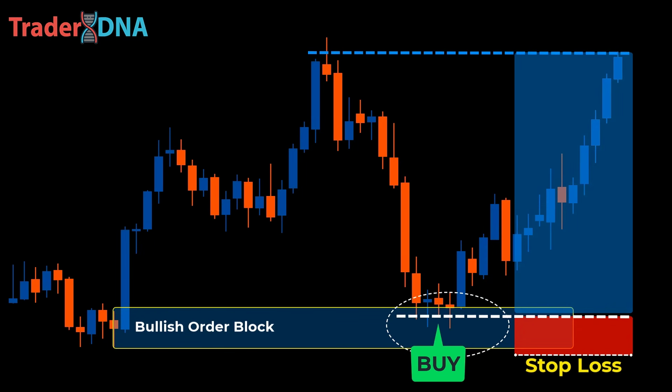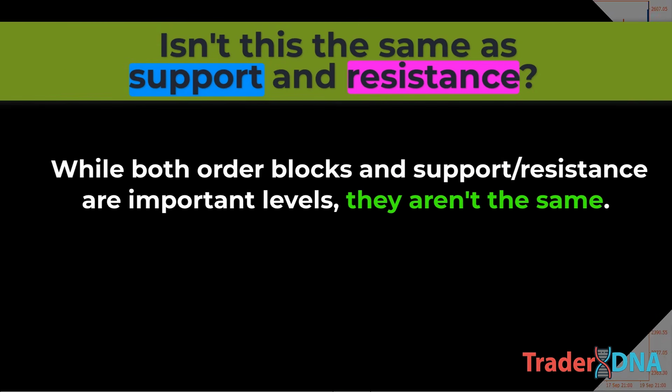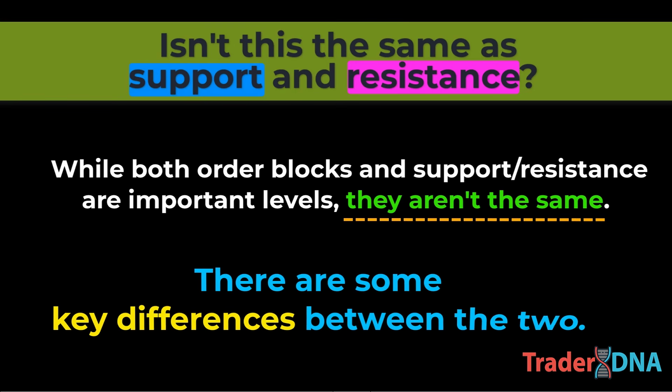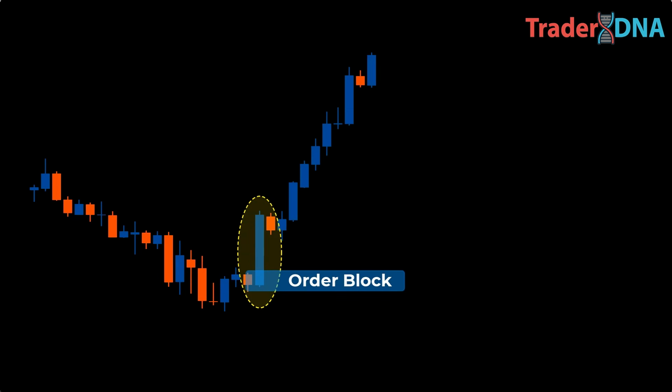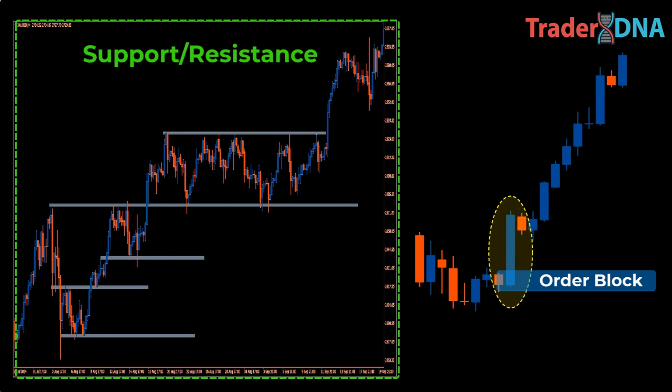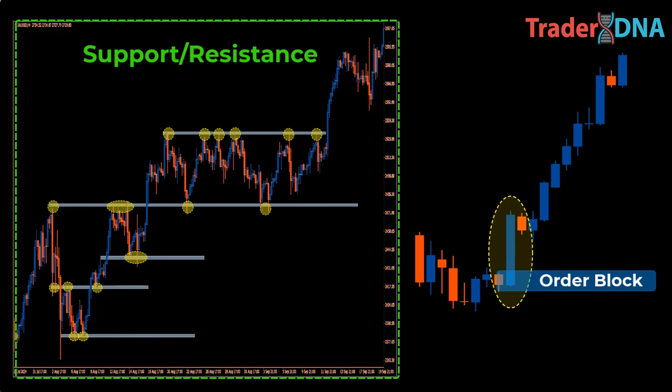Now, you might be wondering, isn't this the same as support and resistance? While both order blocks and support resistance are important levels, they aren't the same. There are some key differences between the two. The first difference is how they are formed. Order blocks are created when there's a significant price movement from a specific area. For example, if the price moves sharply from a point, you can mark it as an order block. On the other hand, support and resistance levels form after multiple price rejections. If the price gets rejected at a certain level once and again at the same spot later, you can mark that as a support or resistance level.